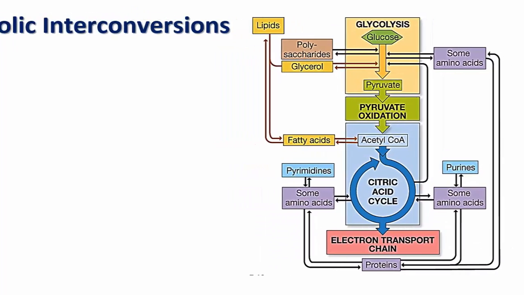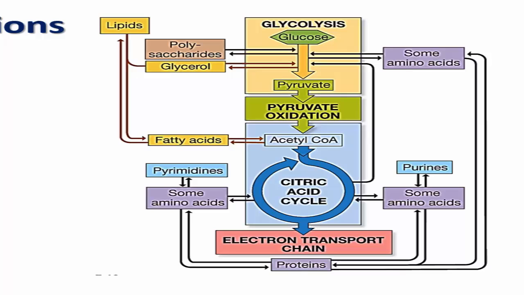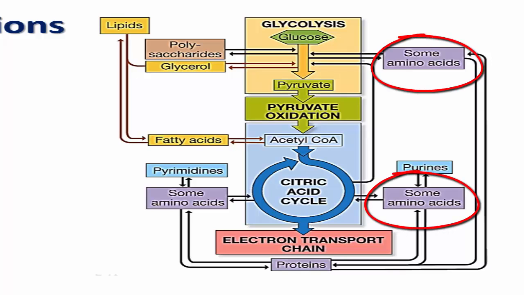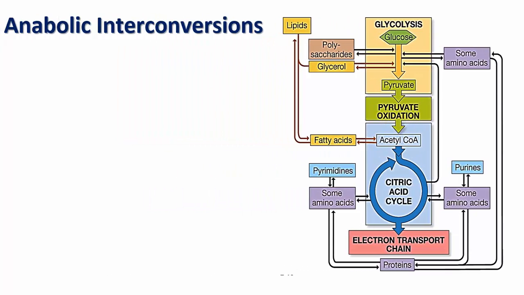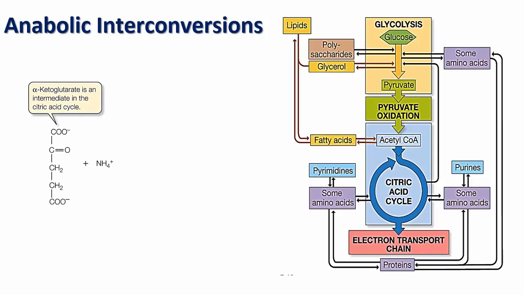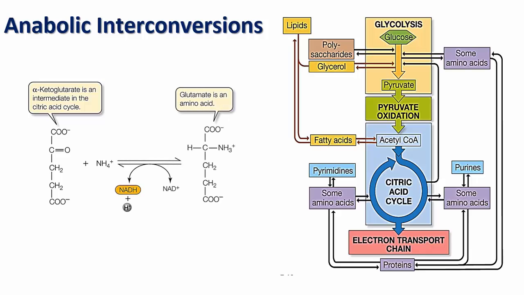Let's look now at anabolic interconnections. Gluconeogenesis is a process by which amino acids are metabolized into intermediates of glycolysis and the citric acid cycle, which are then used to form glucose. Acetyl-CoA and intermediates of glycolysis are used as precursors for the formation of fatty acids. The citric acid cycle intermediate, alpha-ketoglutarate, is the starting point for the synthesis of amino acids as well as purines. Oxaloacetate, which is another intermediate of the citric acid cycle, is a starting point for pyrimidines.